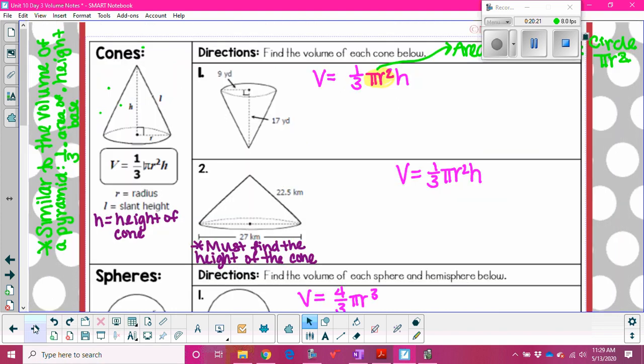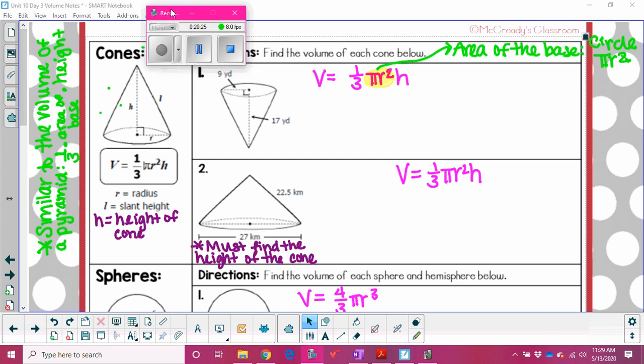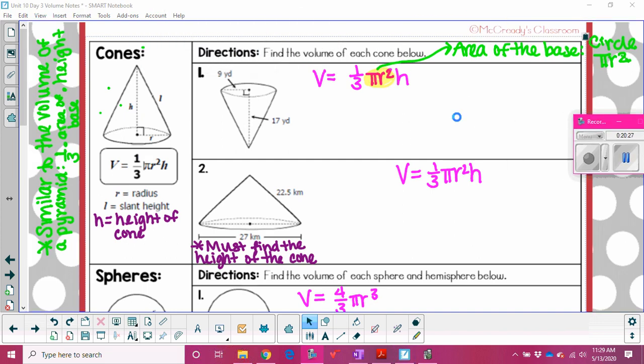All right, so now we are talking about cones. Let me move this out of the way so we can see what I wrote. I'll put it right here. Okay, so for cones, you have volume equals 1/3 times pi r squared times the height of the cone. Okay, so it's similar to the volume of a pyramid because you still have 1/3 times the area of the base. Remember, the base of a cone is a circle, and the formula for the area of a circle is pi r squared. So it's 1/3 times the area of the base times the height of the cone.